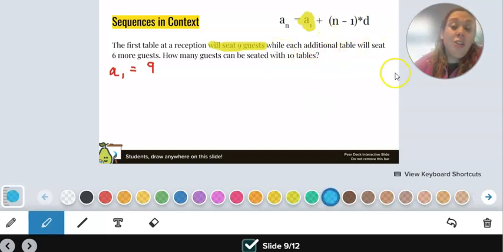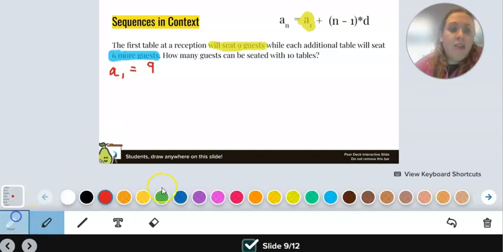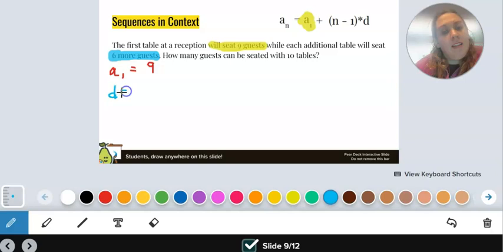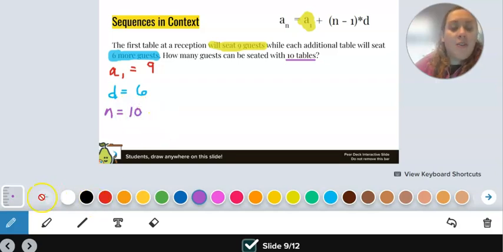While each additional table is going to seat 6 more guests. So the next table is going to go up by 6. Our difference is a positive 6. How many guests will be seated if there's 10 tables? So our n that we're looking for is the 10th term.